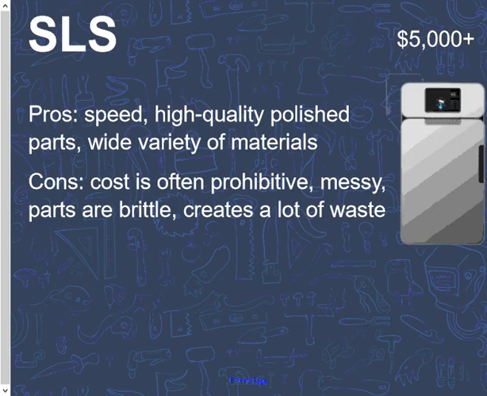So benefits, again, very fast, high quality polished parts. It's some of the best quality in terms of what you can get. And the biggest benefit is probably the wide variety of materials. The fact that you can use plastic or ceramic or glass or nylon or metal is a really big deal. One of the biggest downsides of 3D printing is that often the parts are plastic, and that's not necessarily going to be adequate for whatever the final purpose of that part is.